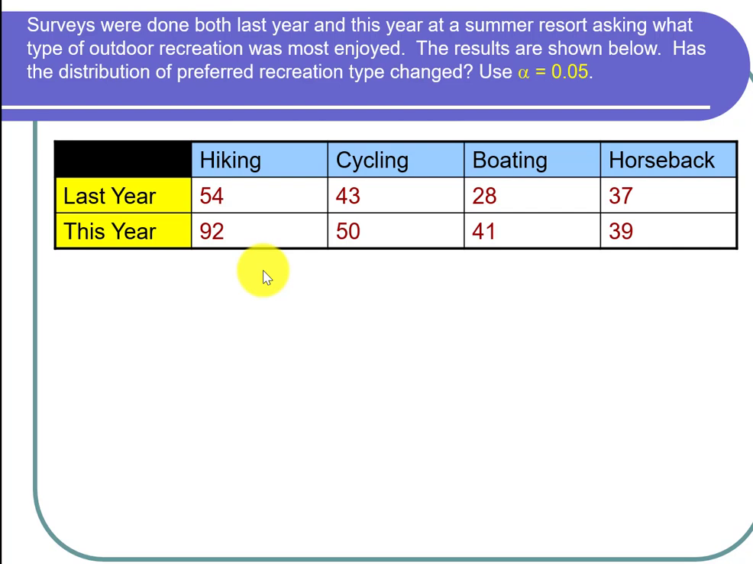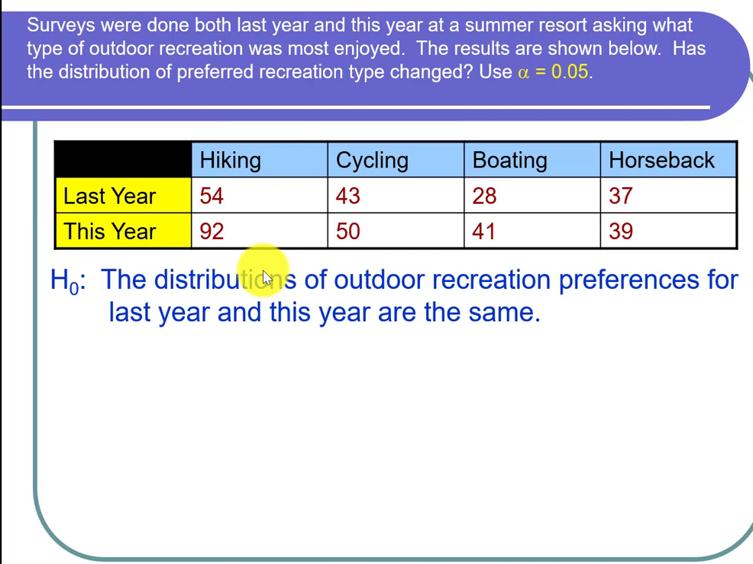When you are doing a hypothesis test to find out whether two distributions are different from each other and they're both only known via a sample, we use the chi-squared test for homogeneity.